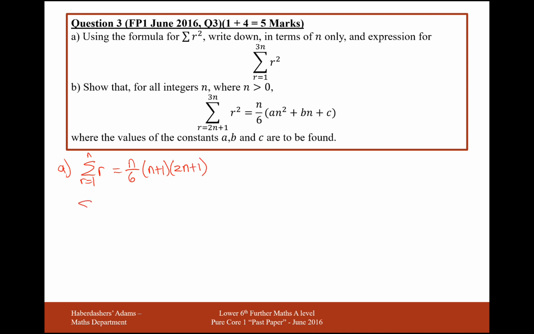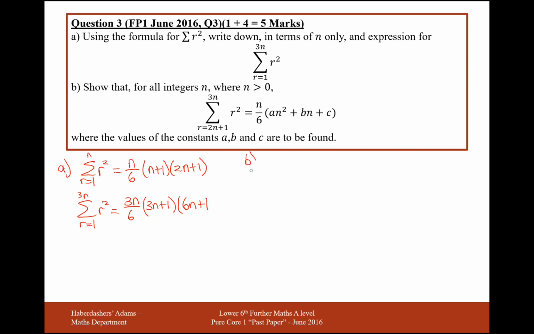So therefore the sum from 1 up to 3n of r squared, we just substitute a 3n in where we have n above. So we have an n here, a 3n needs to go there. For the n plus 1, the n needs to be changed into a 3n. And for the 2n plus 1 here, the n needs to change to a 3n. So that's 3 times 2, that'll make a 6n.